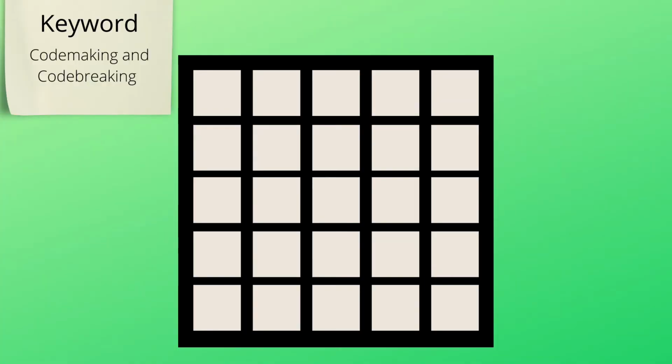Now for this, we're going to use a different keyword. This is going to be codemaking and codebreaking. And what I want you to begin by doing is seeing if you can construct the table that you would need to use to decode your message. Now remember that I and J share a space. If you want to try it, press pause now.